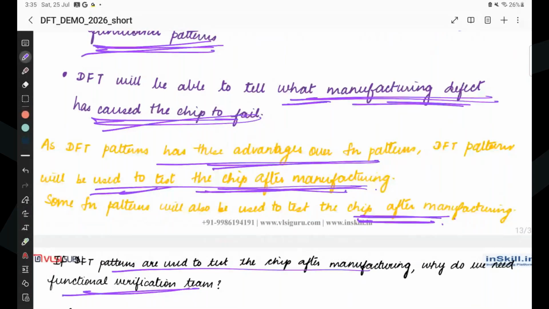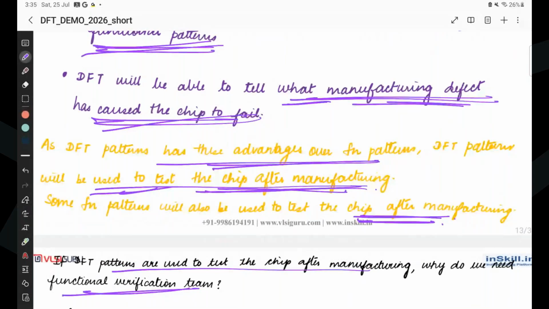Is there any possibility that DFT circuits can have manufacturing defects? DFT circuits means the scan chains, the Q to SI path, the EDT logic. Can those have a manufacturing defect? Yes, there is a possibility that there can be manufacturing defects in these DFT circuits also. So our tool will write a set of chain patterns to test the Q to SI path. We will be discussing it in the course.